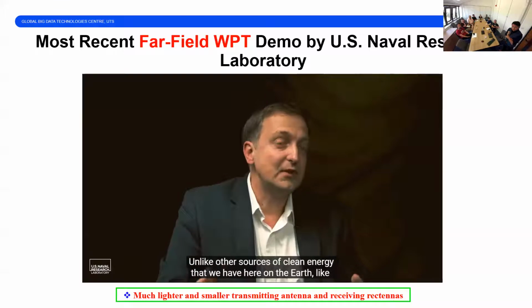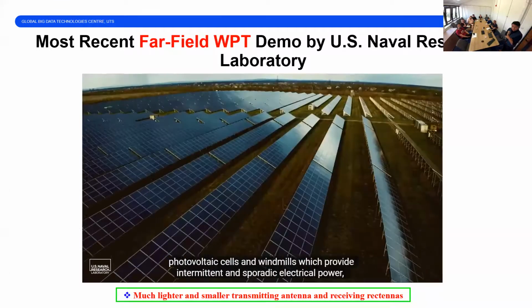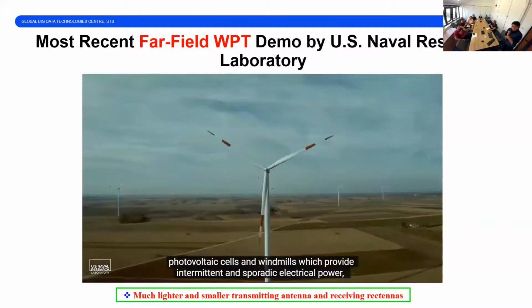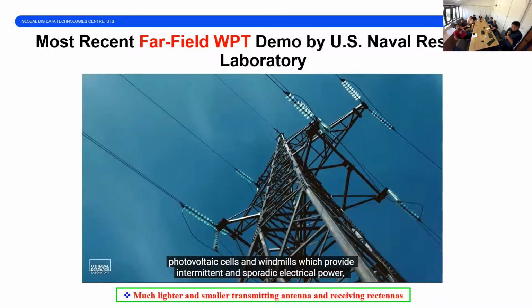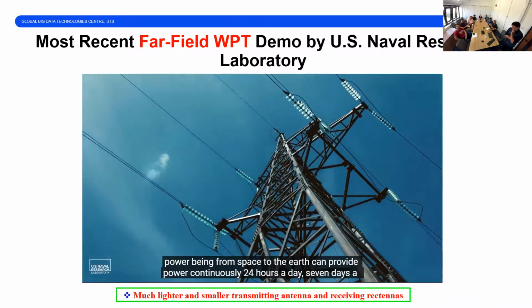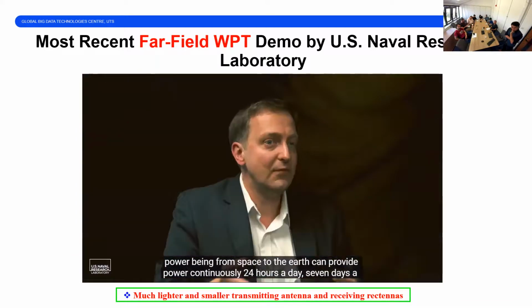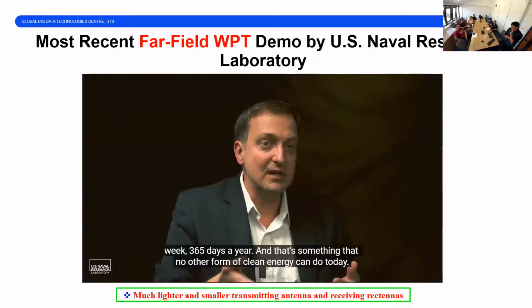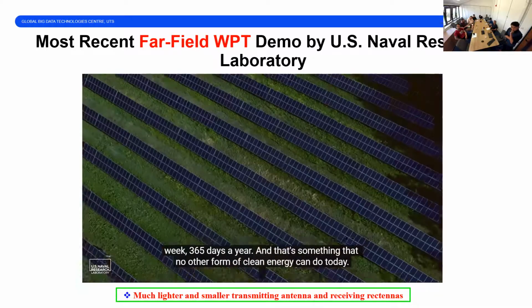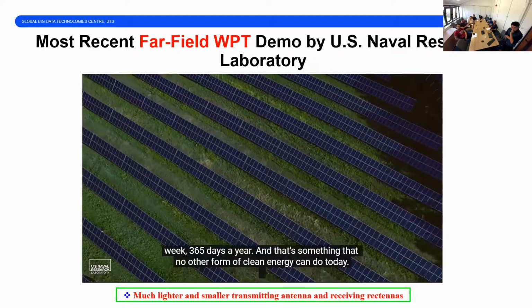Unlike other sources of clean energy that we have on Earth, like solar cells and windmills, which provide intermittent and sporadic electrical power, power beaming from space to the Earth can provide power continuously, 24 hours a day, 7 days a week, 365 days a year. And that's something that no other form of clean energy can do today.